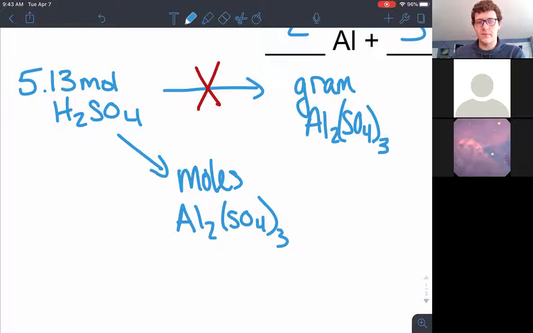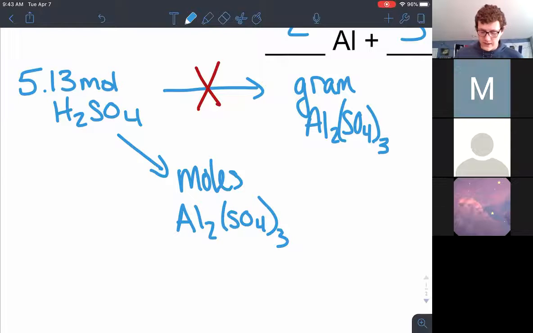Convert grams or moles. Perfect. We can go from these moles of Al2(SO4)3 to the other one. Now we can go to grams of Al2(SO4)3. Because we can go from moles to grams of the same compound.